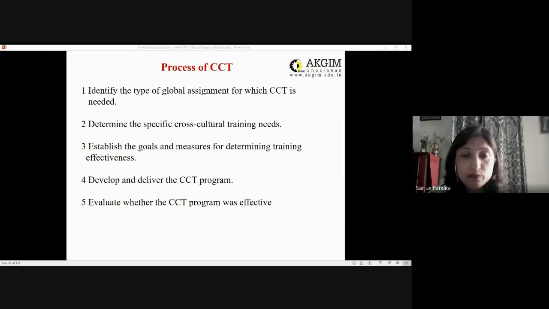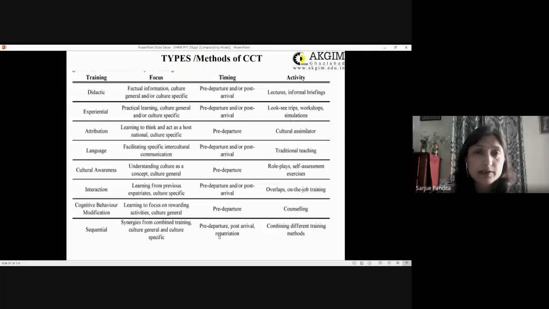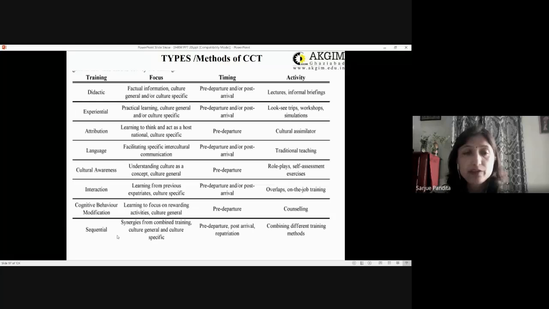We have different types of CCT programs, which are like this. These are different types and methods of CCT. First is didactic, experiential, attribution, on the basis of language, cultural awareness, interaction, cognitive behavior modification, and sequential. So as a trainer, you have to identify the type of training.